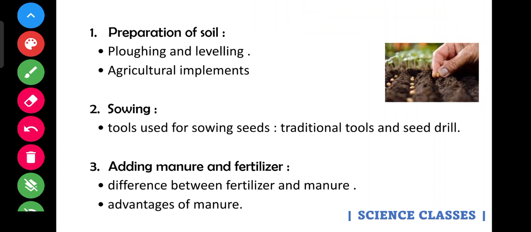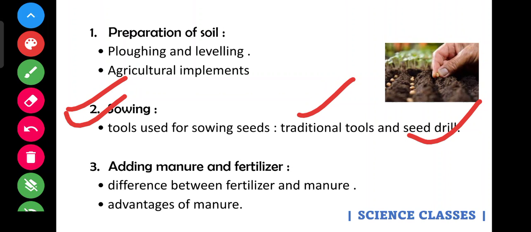Next, let's see the next step, that is sowing. While sowing a seed, we need to see whether the soil is good for the cultivation of the crop, and whether the seeds used for sowing are of good quality, clean and healthy. For this, there are several tools used for sowing the seed. There are two methods: traditional tools and seed drills.